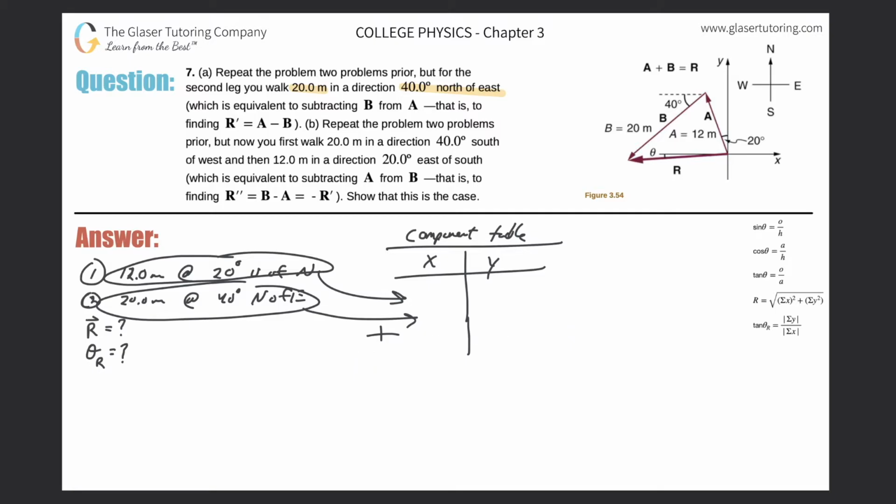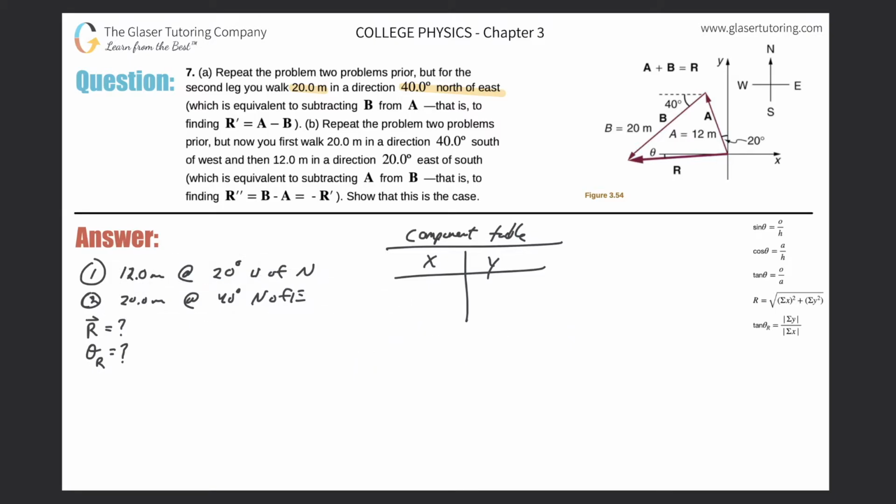So I'm looking to create my component table. First let's take a look at the first vector. Simply draw a coordinate system, then draw the vector in it. We're going to draw a vector at 20 degrees west of north, which should look somewhere in this vicinity. The vector has a magnitude of 12.0.